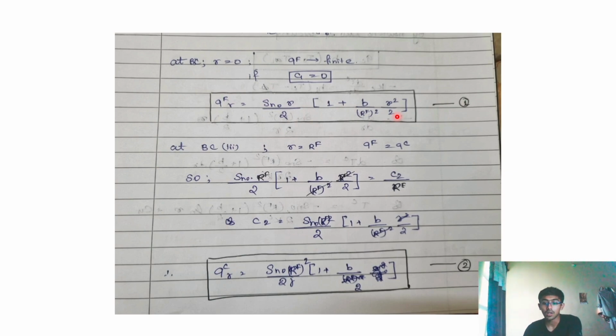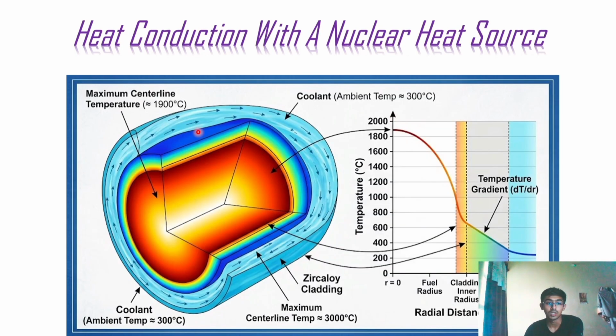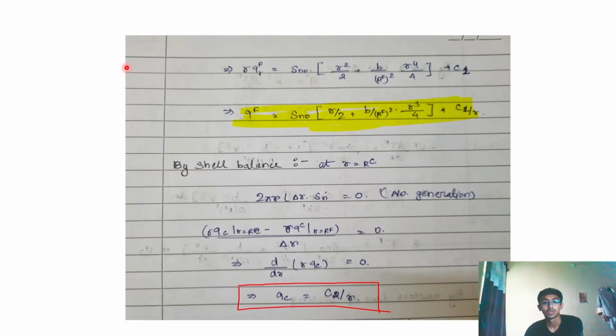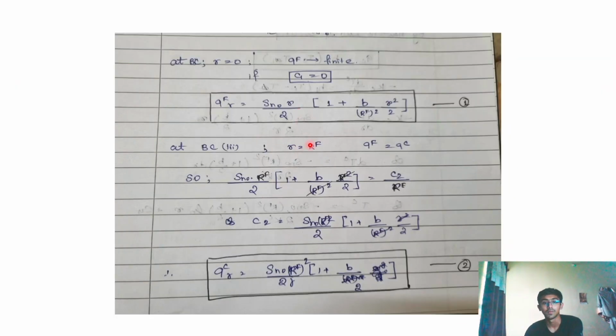For the boundary condition at r equals r_F, at that surface, the flux out of the fuel section is entering the cladding section. So q_F will be q_C at r equals r_F. Applying this boundary condition, we can find C2. C2 will be S naught r_F squared by 2 times (1 plus beta by 2). Okay, so we get q_C and q_F, we get the flux of both.